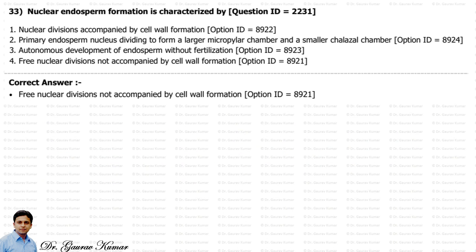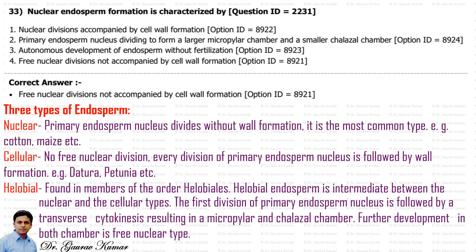Next question. Nuclear endosperm formation is characterized by. So this is again a repetition of previous year questions. Three types of endosperms are there. Nuclear endosperm, in which the primary endosperm nucleus divides without wall formation. It is the most common type, for example cotton, maize, etc.